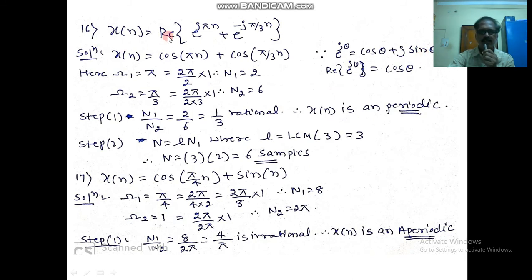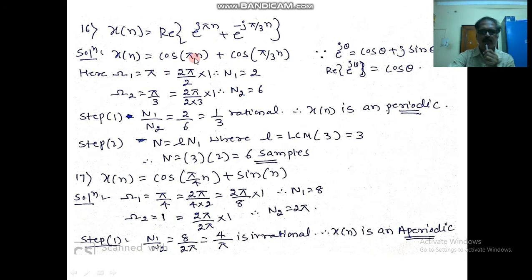In the same way, he is asking about the real part of this whole. Therefore x of n equals, what is the real part of e to the power of j pi n? Cos pi n. What is the real part of e to the power of minus j pi n by 3? Cos of pi by 3 n. So here omega 1 equals pi, omega 2 equals pi by 3. Again these two signals are linearly combined. For a linear combination of signals, first I have to calculate the n1 value and n2 value.